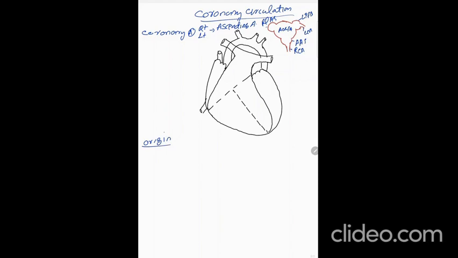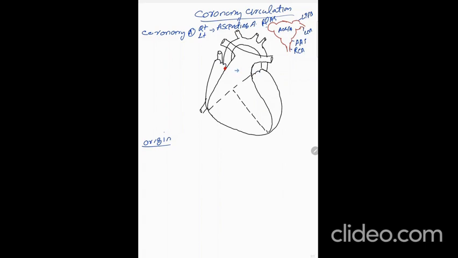Now let us see the diagram. Here we have the ascending aorta. From here the right coronary artery arises from the anterior aortic sinus. It emerges onto the sternocostal surface. This whole surface is known as the sternocostal surface. This is the right atrium, right ventricle, left auricle, right auricle, and this is the pulmonary trunk. You already know.